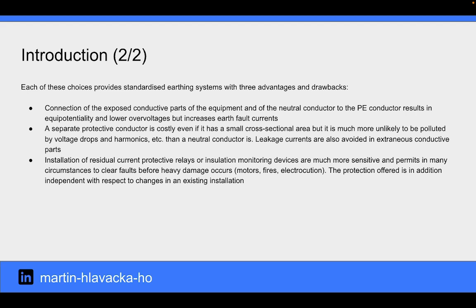Installation of residual current protective relays or insulation monitoring devices is much more sensitive and permits in many circumstances to clear faults before heavy damage occurs. The protection offered is, in addition, independent concerning changes in an existing installation.